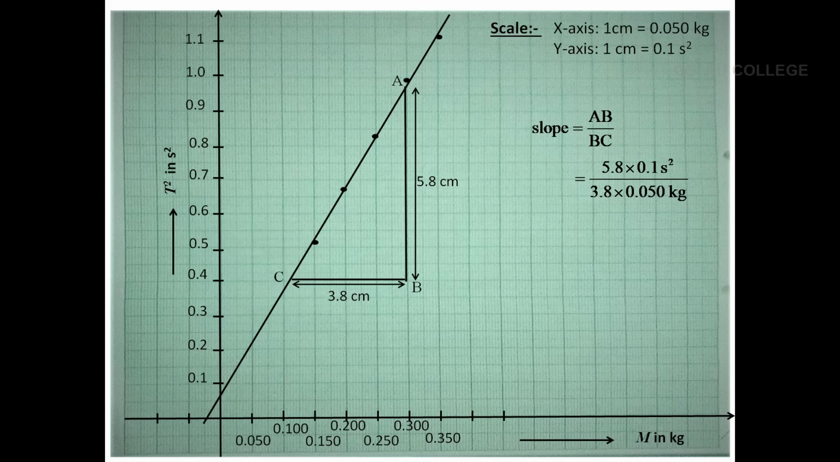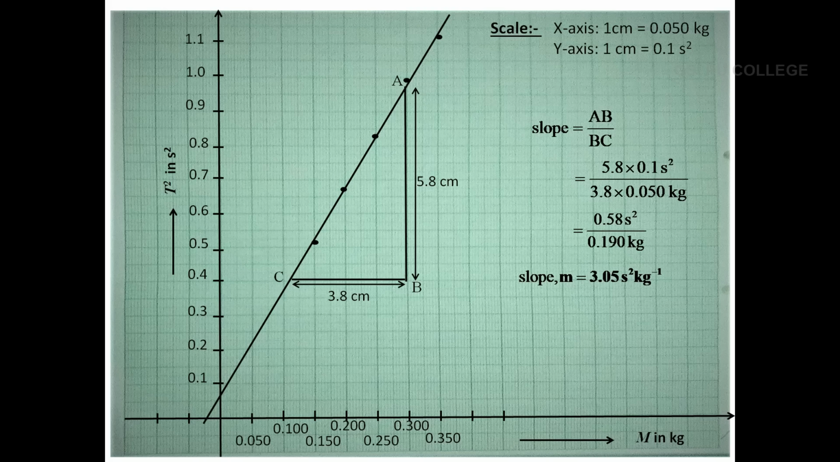Next, in the same way, the length of BC is 3.8 centimeter, multiplied by the scale of x-axis, 0.050 kg. And now let us do this calculation. The numerator will be 0.58 second square and the denominator is 0.190 kg. If you divide this, you will get a slope of m equal to 3.05 second square per kg. So this is the value of slope we got from this line.